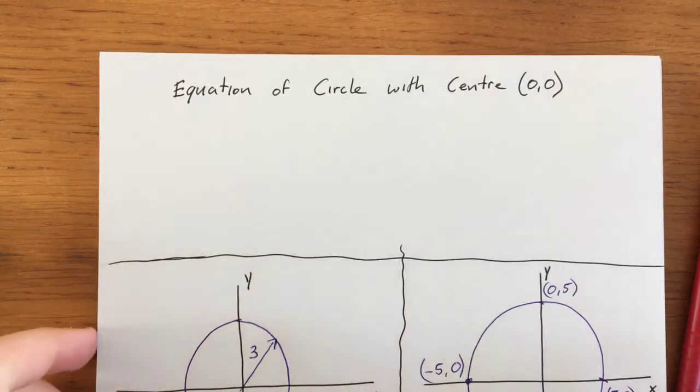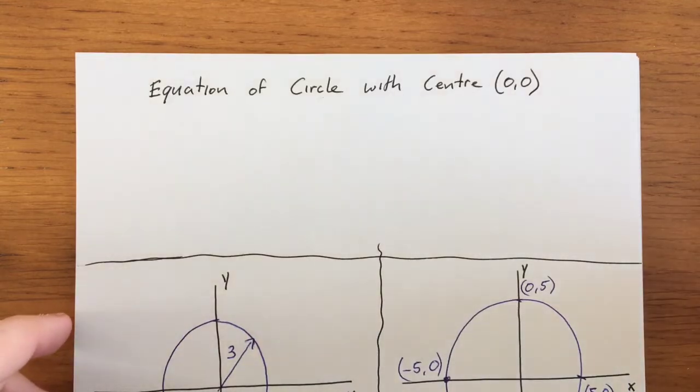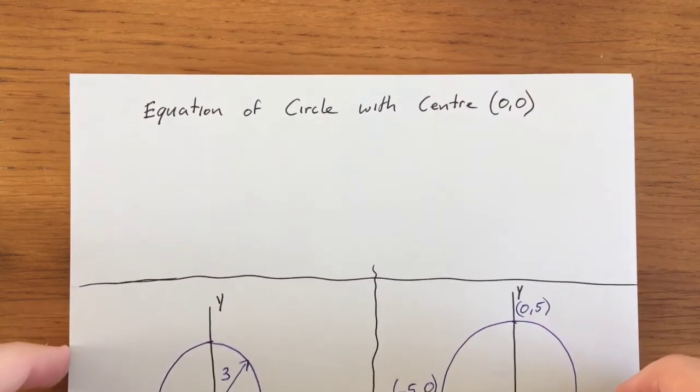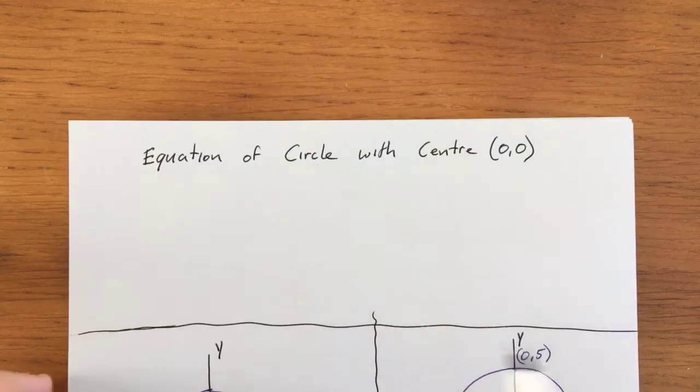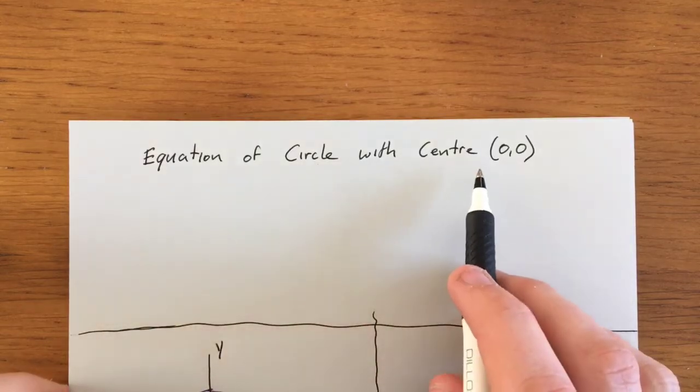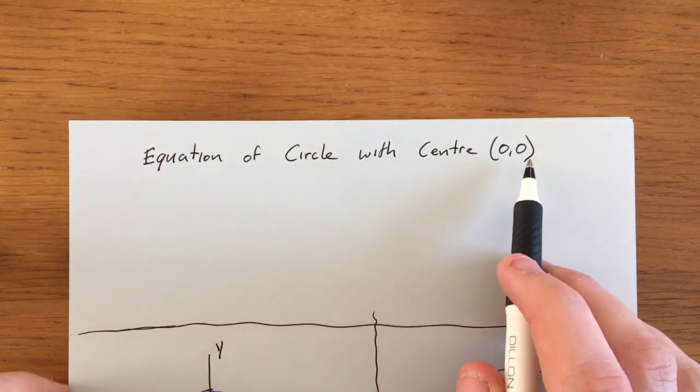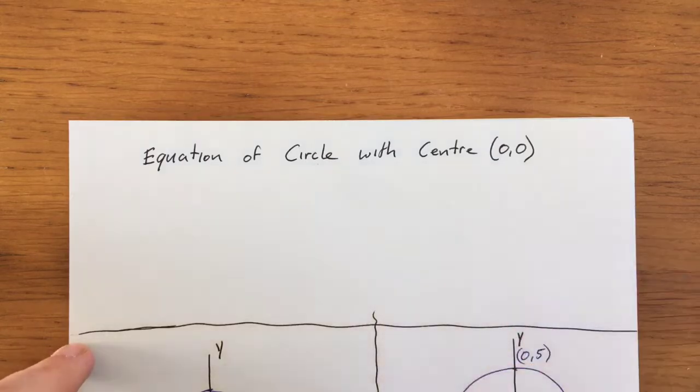Okay, so we are starting now the chapter called Coordinate Geometry of the Circle. So the first thing we need to look at is the equation of a circle where the center is on 0, 0. Like everything with this chapter, there is once again another formula.